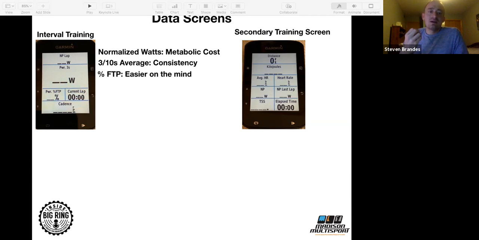So the first screen is the screen that I'm looking at in regards to my process. What is the process that I'm trying to achieve right now? And then the second screen is more the end result. Okay, how much closer am I to my 350 TSS day? How much closer am I to my 4,000 kilojoule day?